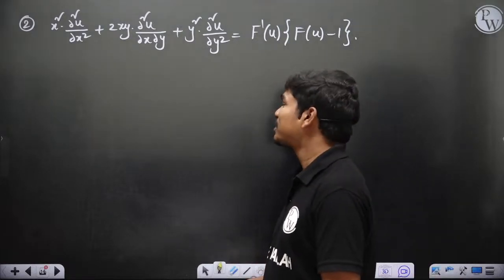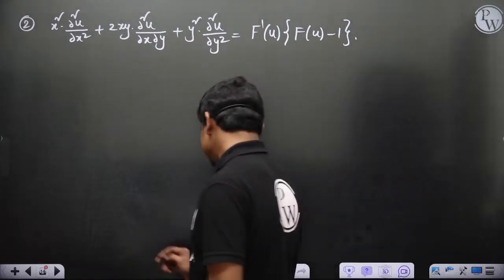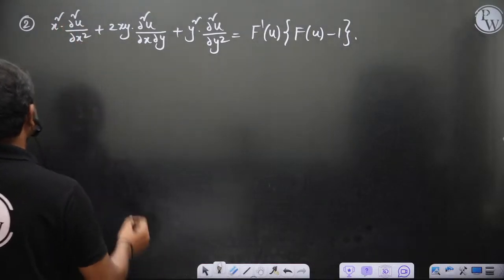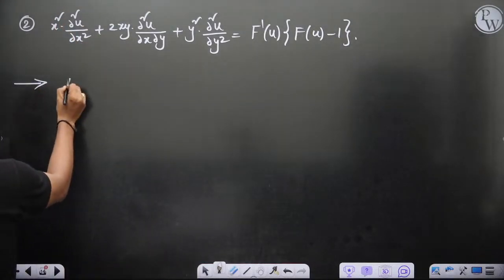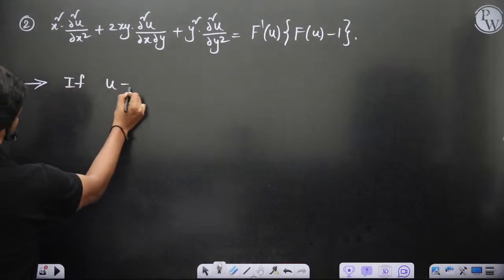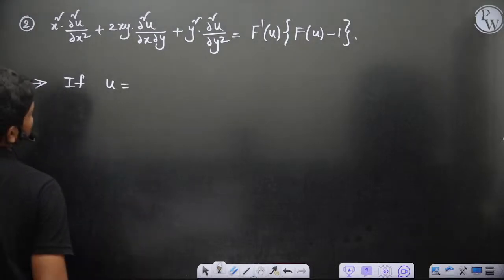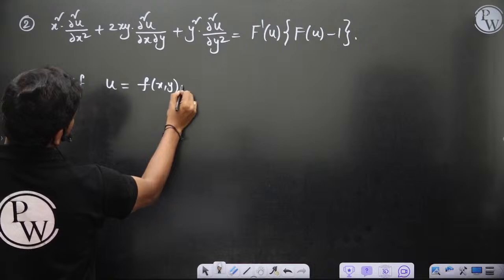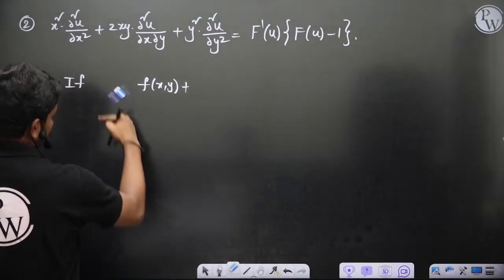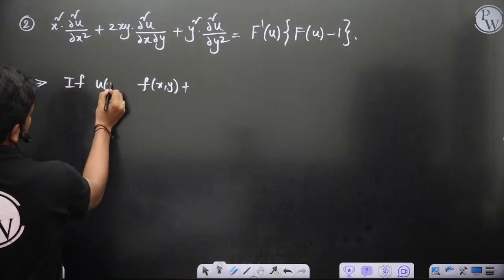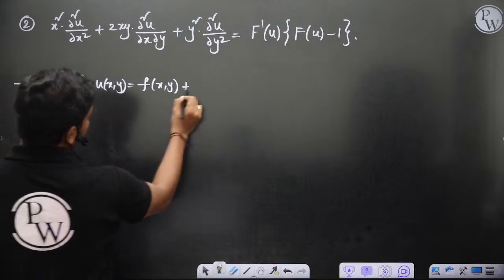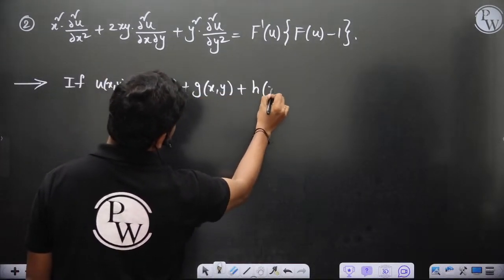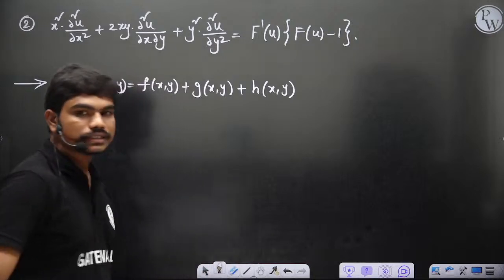Okay, good. So yeah, I would like to give one example again. Anyway, not for this. This is the point which concludes. Let's see if u is equal to f of x comma y plus g of x comma y plus h of x comma y.